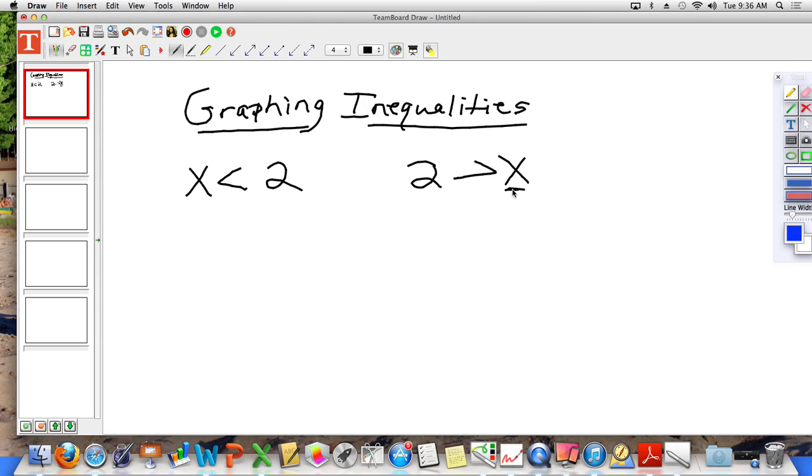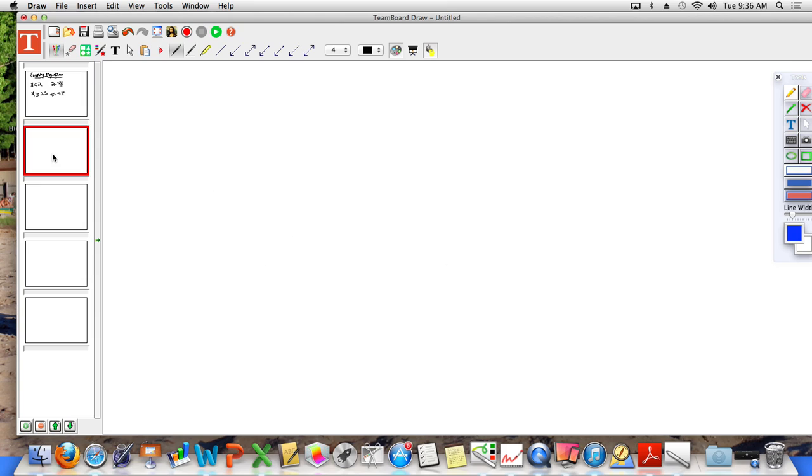All right, what if it says that X is this? X is greater than or equal to 2.5. Yes, greater than or equal to. And I could write it like this, and it means exactly the same thing. But what we're going to do today is start talking about how to graph this on a number line. So I'm going to start with a new page.